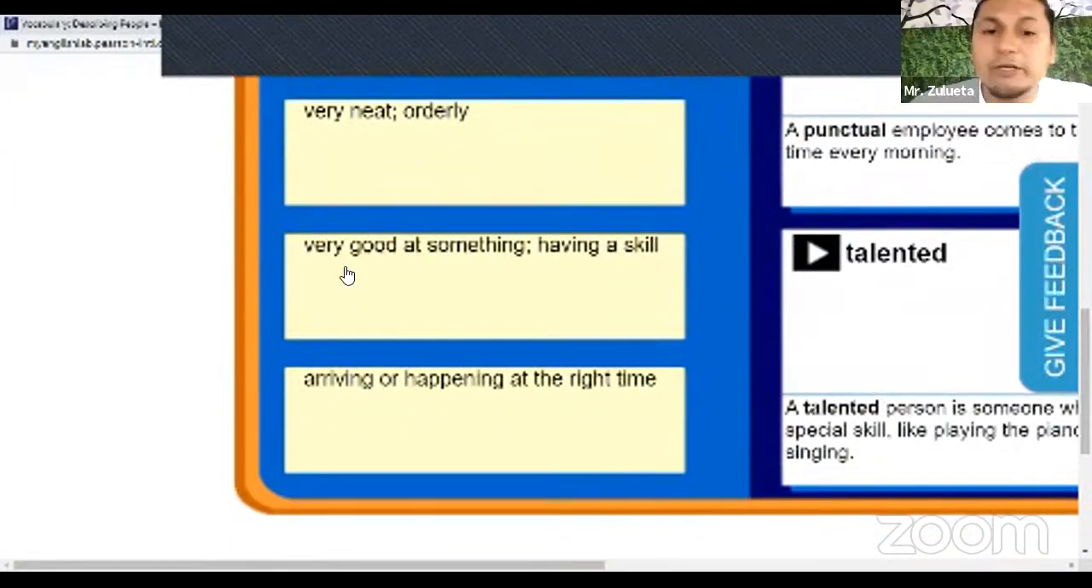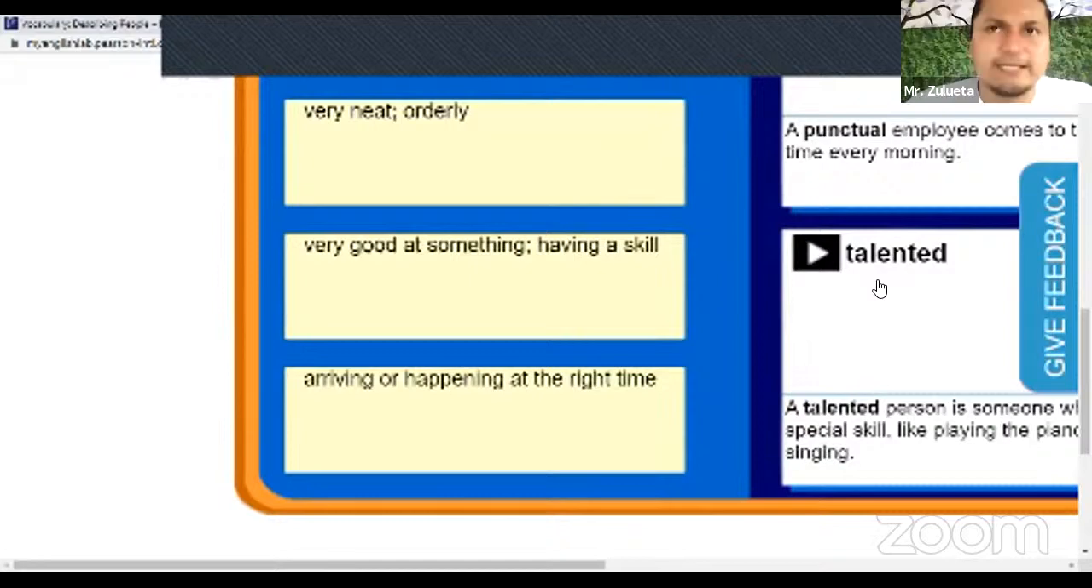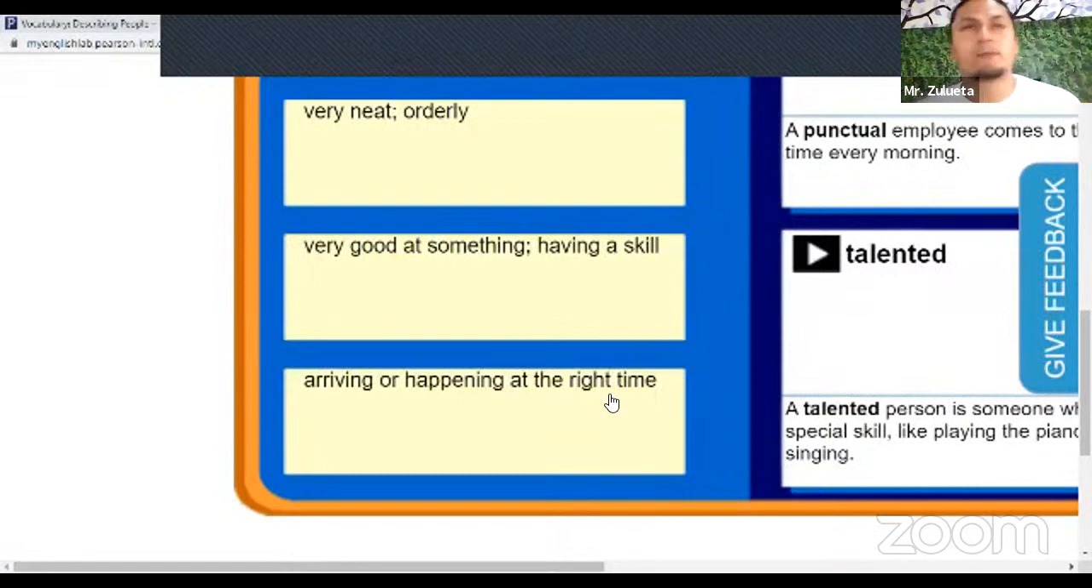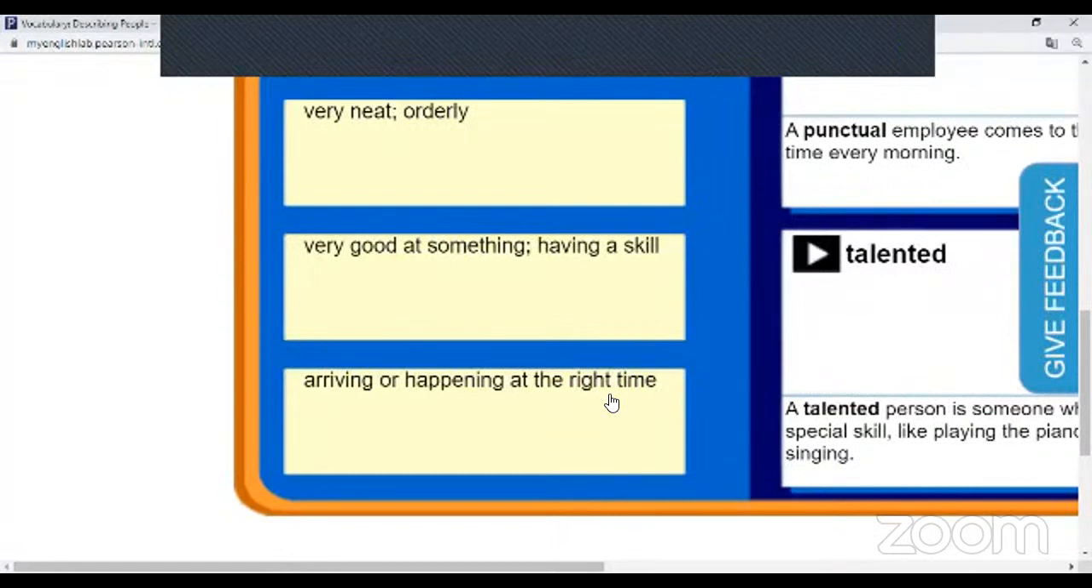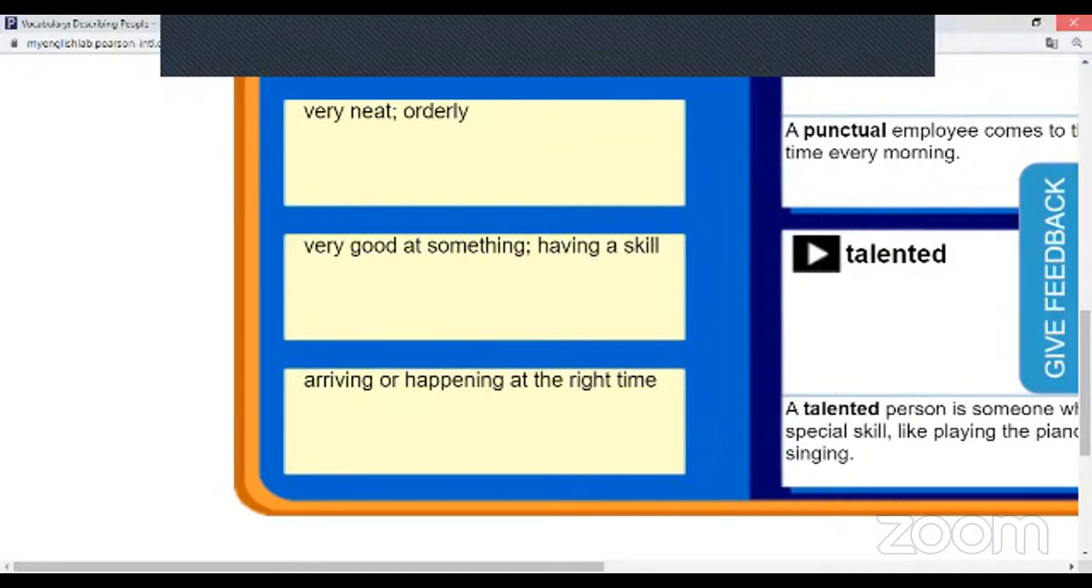So next, very good at something, having a skill. Talented. Talented, with the ID sound, talented. Next, arriving or happening at the right time. Punctual. Punctual, very good. So those are the vocabulary that you will work with this weekend.